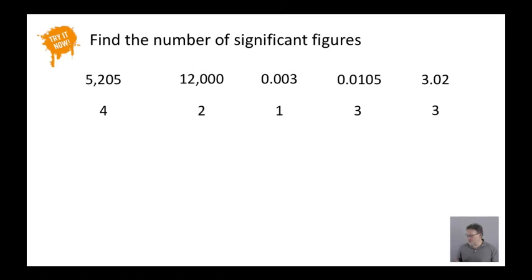For the third one, we have 0.003, no other trailing digits after it. We only have 1 significant digit showing there. For the fourth one, we have 0.0105. The 1 and the 5 are significant, and the 0 in between them is significant, for a total of 3 significant figures. Lastly, 3.02, the 3 and the 2 are significant, and the 0 in between them is also significant, for a total of 3 significant figures.